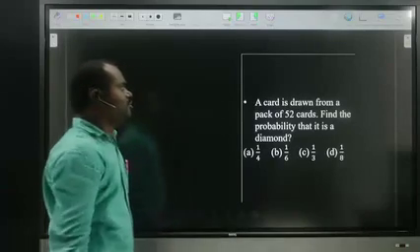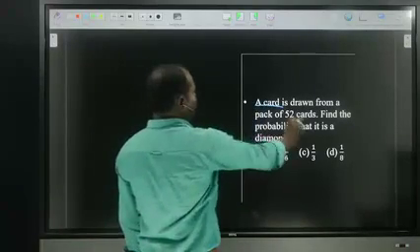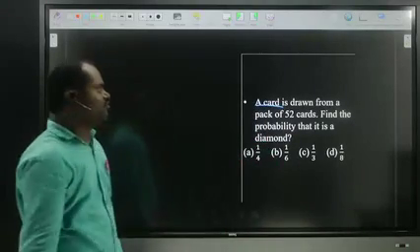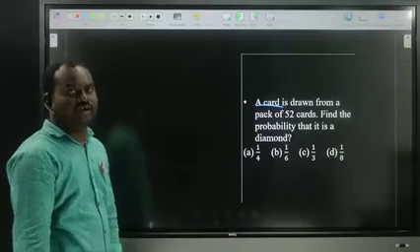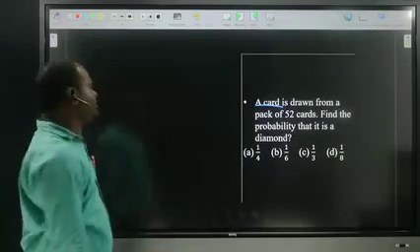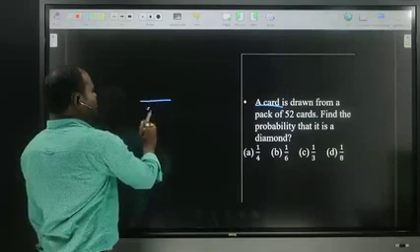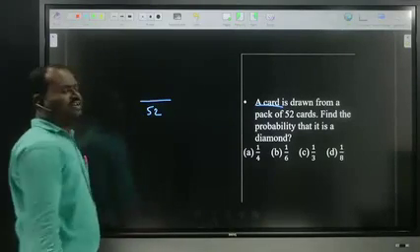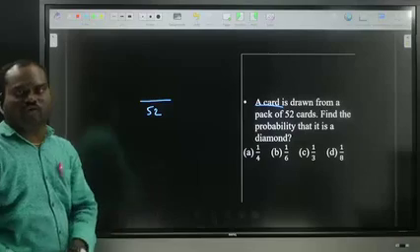Now, a card is drawn. Only one card. A card is drawn from a pack of 52 cards. Find the probability that it is a diamond. From 52 cards, taking one card. So what is the denominator? 52C1, only one card, which is nothing but 52.